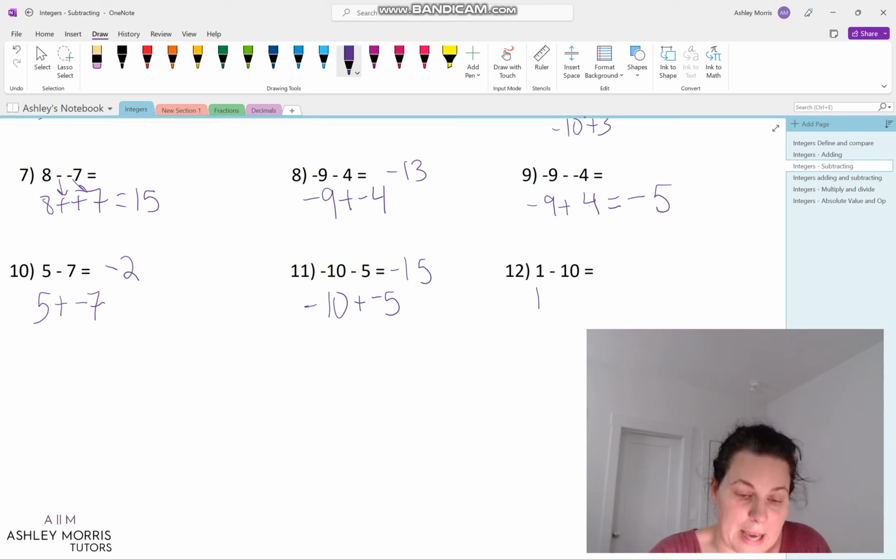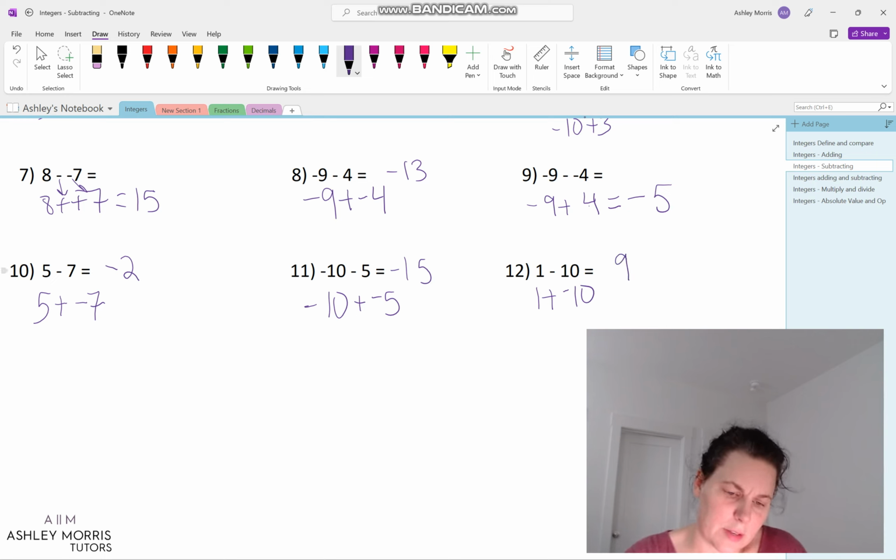1 minus 10, the 1 stays the same. The minus becomes a plus, the 10 becomes a negative. 1 plus negative 10 is 9. And is that a negative or a positive? 10 is bigger, so we use that one sign. The absolute value of negative 10 is 10. The absolute value of 1 is 1. So we take the negative from the 10 and use that one.